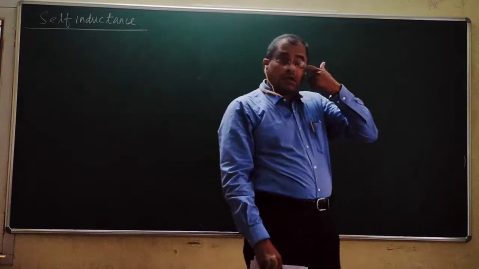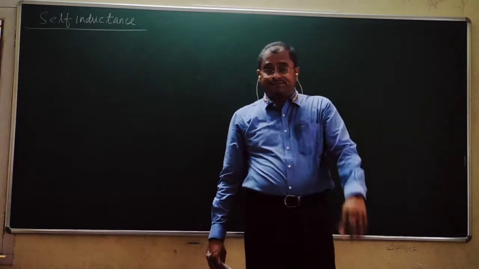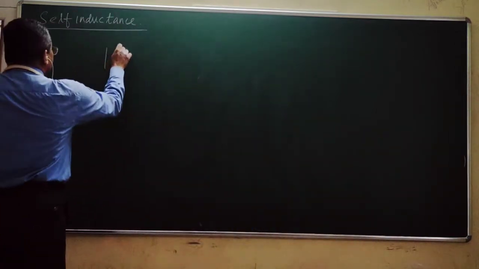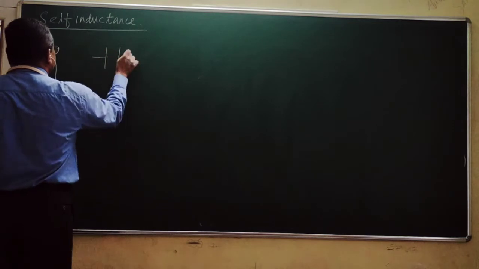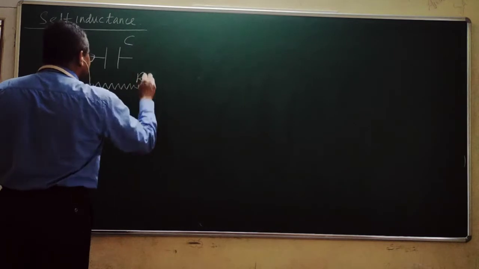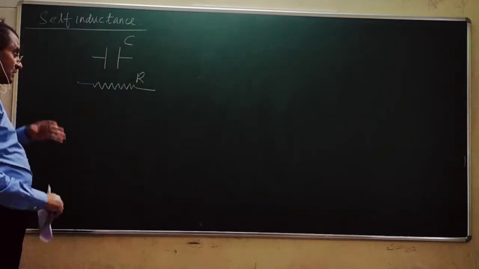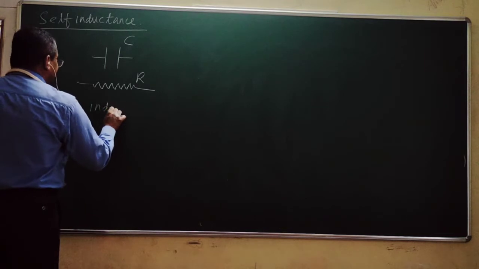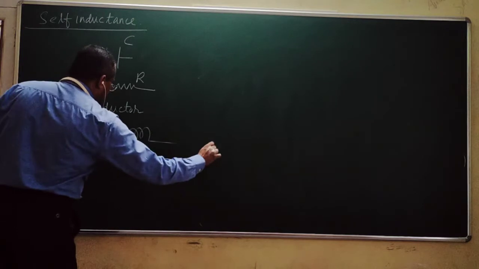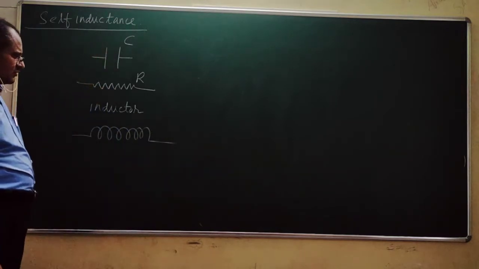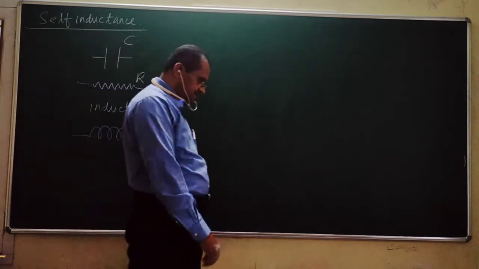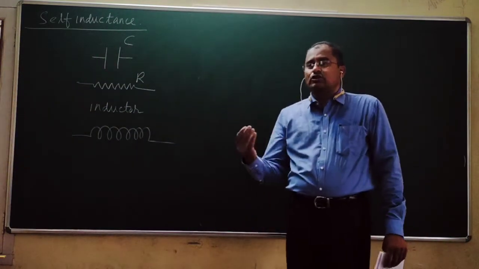Sir, you must be familiar with the capacitor. This is the symbol of a capacitor. You must be familiar with the resistor. Now we talk about the inductor. The inductor coil is what I am trying to tell you here in self-inductance. This is a coil. I also call it a solenoid.